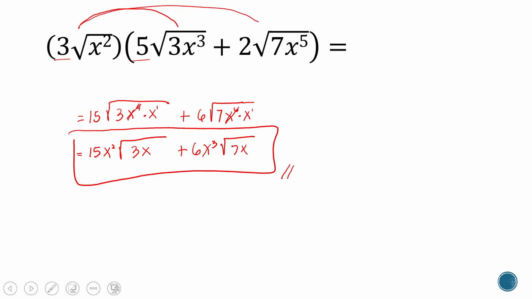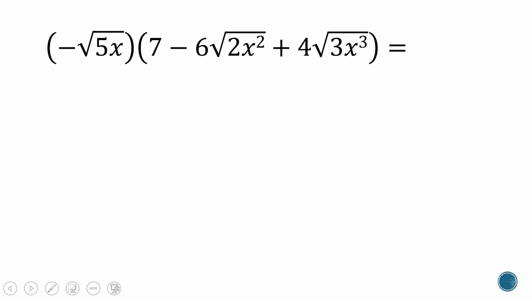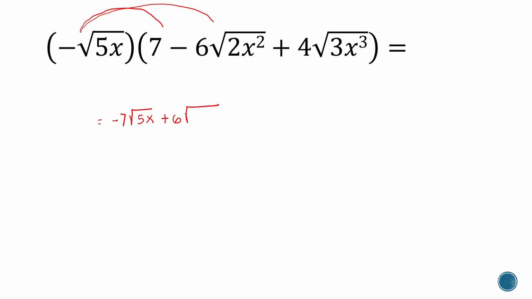All right, let's go to the next example. Same problem here, same as the previous one. We will distribute this negative square root of 5x to all the three terms here. So negative square root of 5x times 7 is negative 7 square root of 5x. Negative times negative is positive 6. 2 times 5 is 10. And there's no factor of 10 that is a perfect square number aside from 1. So we leave that 10 there.